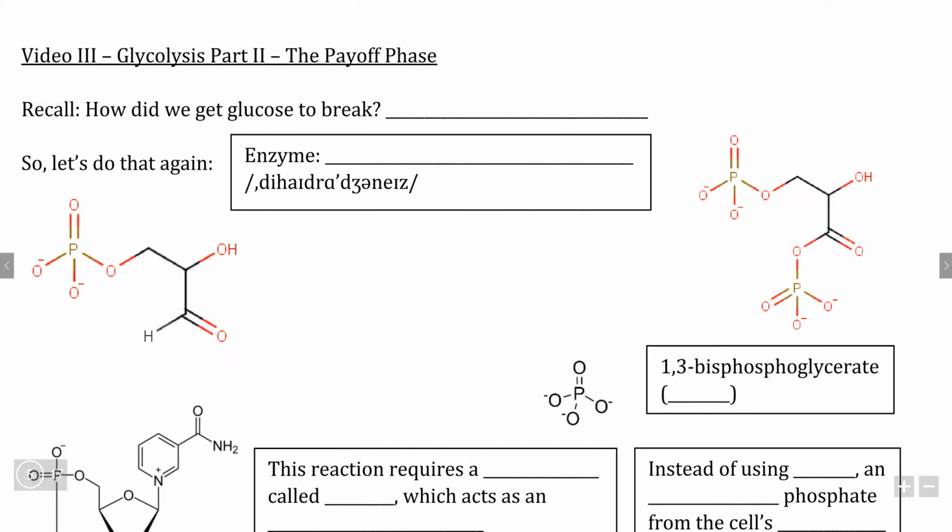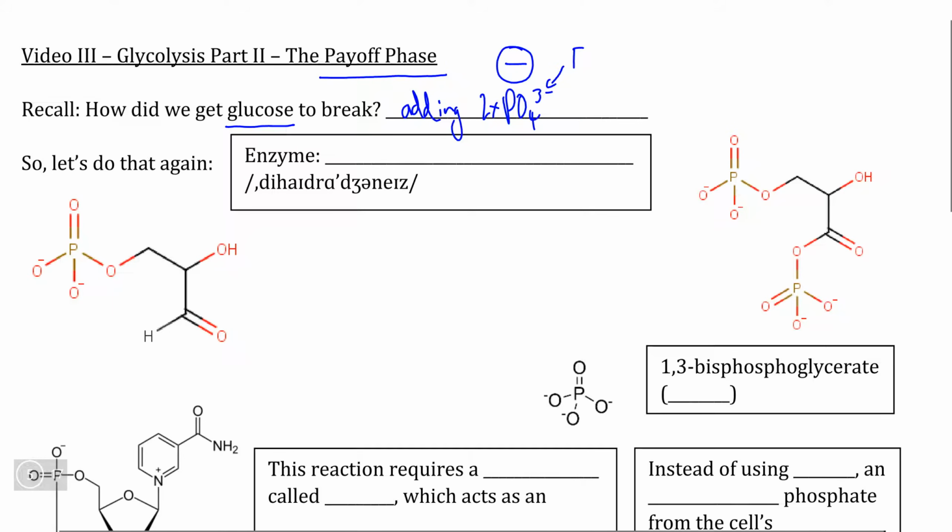In this video, we're going to be learning about what we call the beginning of the payoff phase to glycolysis. Now, in order to understand why we call it this, we need to think back to the initial method that we used in order to get glucose to break, which was simply by adding two phosphate molecules in order to increase the amount of negative charge that exists within a glucose molecule, thereby making it more unstable by increasing the potential energy of glucose and allowing it to spontaneously break.